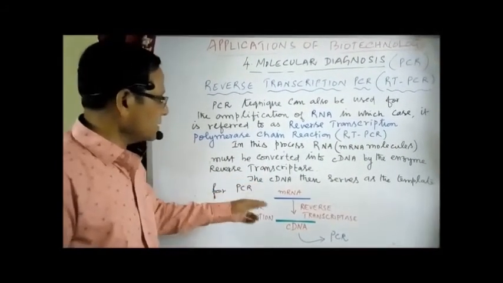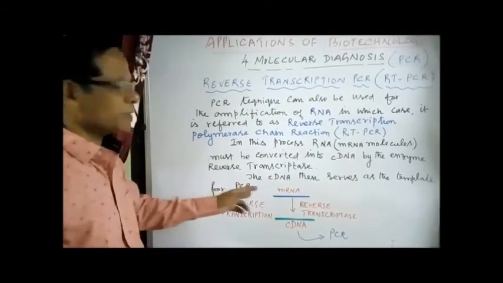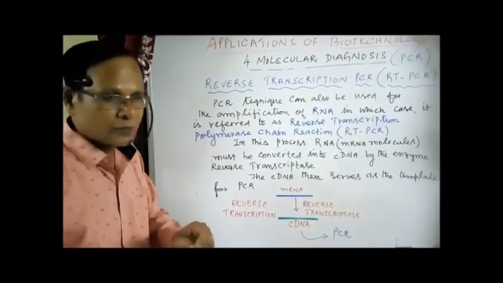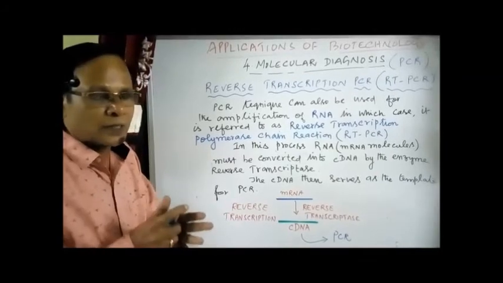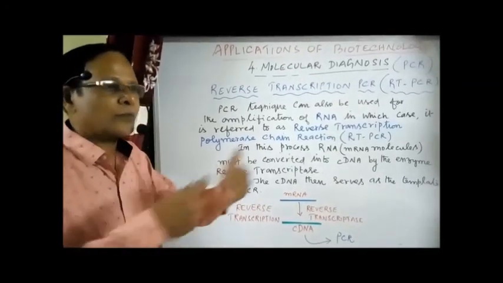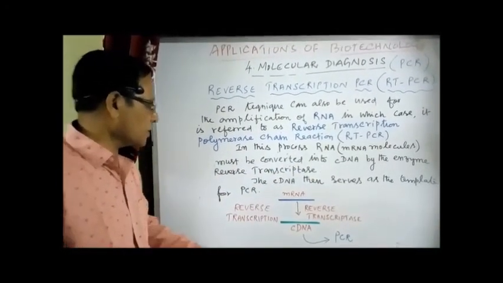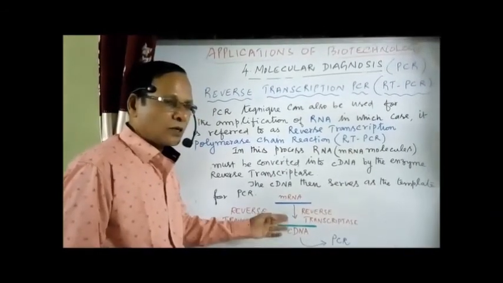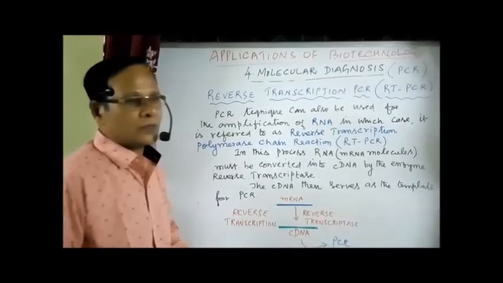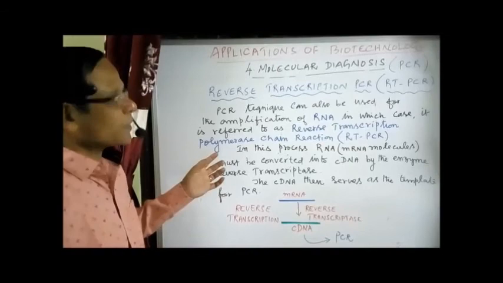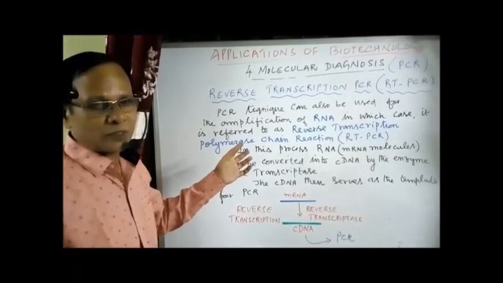Now the cDNA then serves as a template for PCR. The DNA is used as a template for the synthesis of double-stranded DNA and many copies of DNA. That's why it's called cDNA, complementary to the bases of mRNA. So that's all about the mechanism related to the polymerase chain reaction.